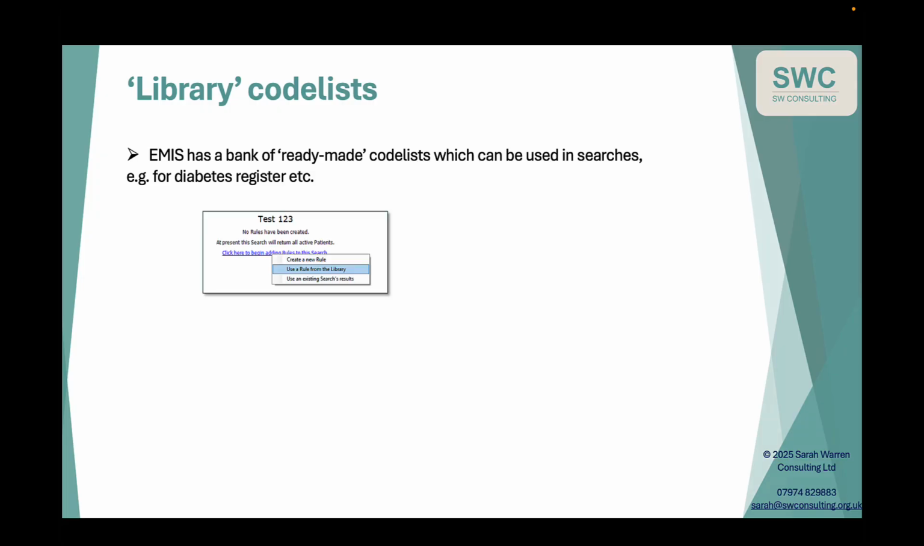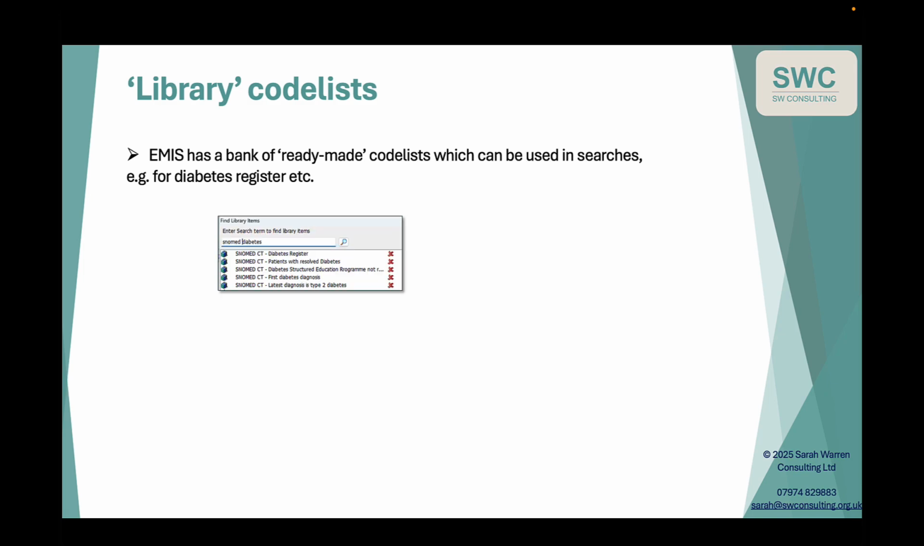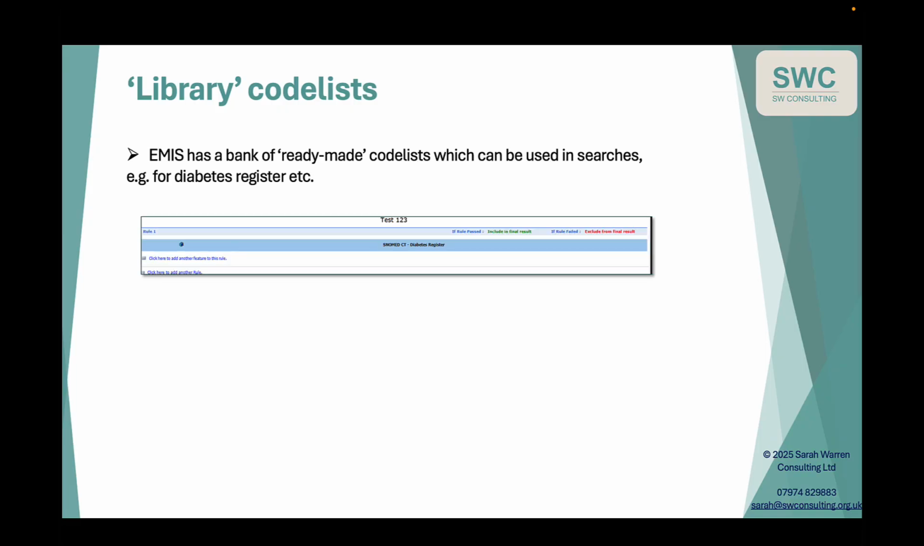So when you're creating a search and you want to add a rule, you're familiar with seeing that little group of options. I'm going to use the middle one, use a rule from the library. And then I'll search SNOMED diabetes and it will come up with all these different code lists that are available to me to use in my search. Pulling one of them in will look like that then in my search.